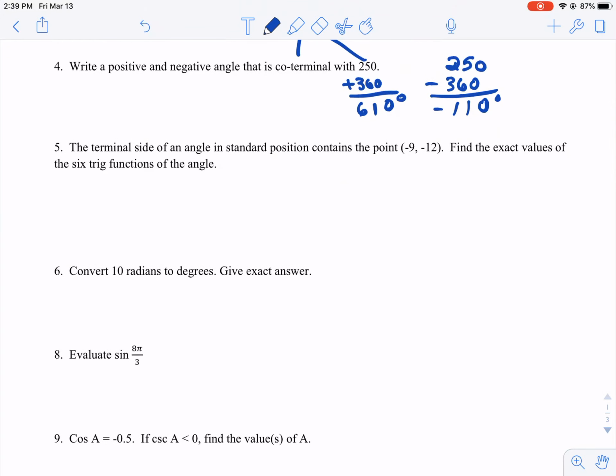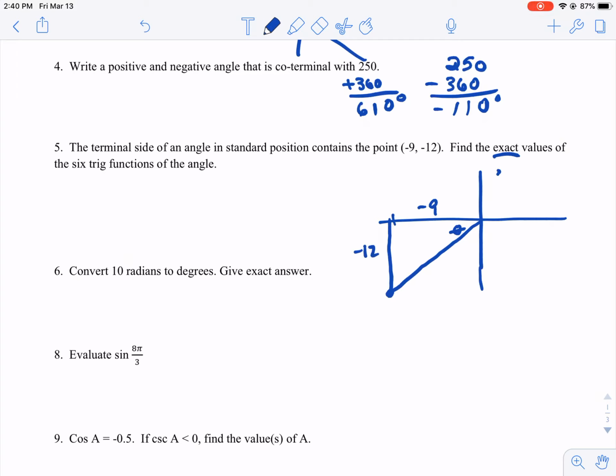Terminal side of an angle in standard position contains that point. Find the exact value of the 6 trig functions. Exact value means if we get a square root, we're not simplifying it. We're not changing it to a decimal. The point -9, -12 is somewhere in here. So I am going to connect that point to the origin, mark my angle up here, and create myself a right triangle out of it. So this side is -9. Well, it's technically 9 because distance is positive, but then this way I'll get the positive and negatives right for my trig. And -12 here.